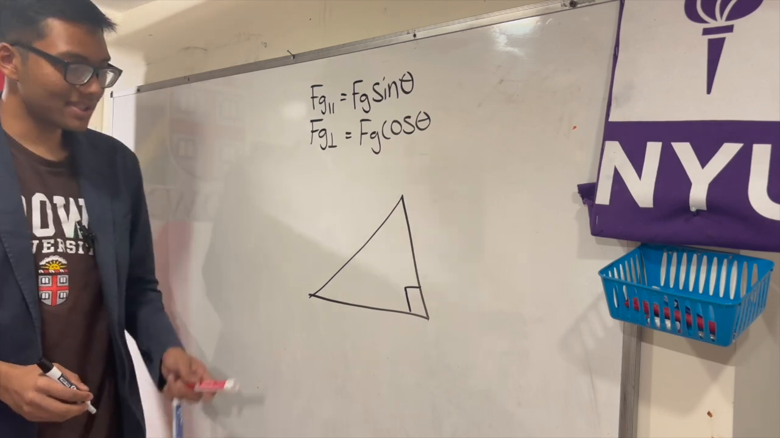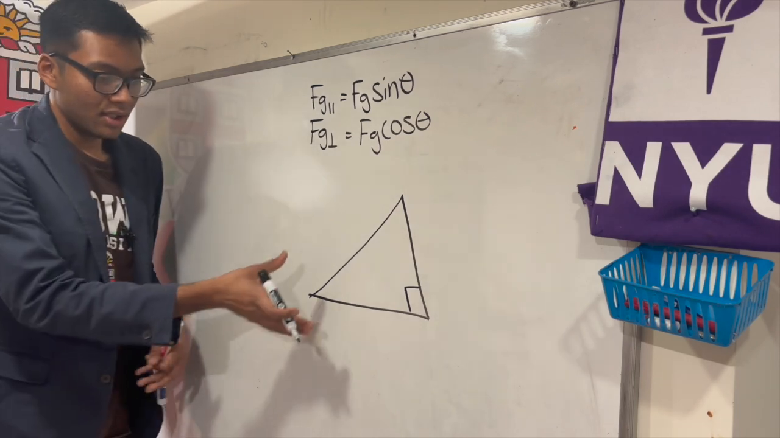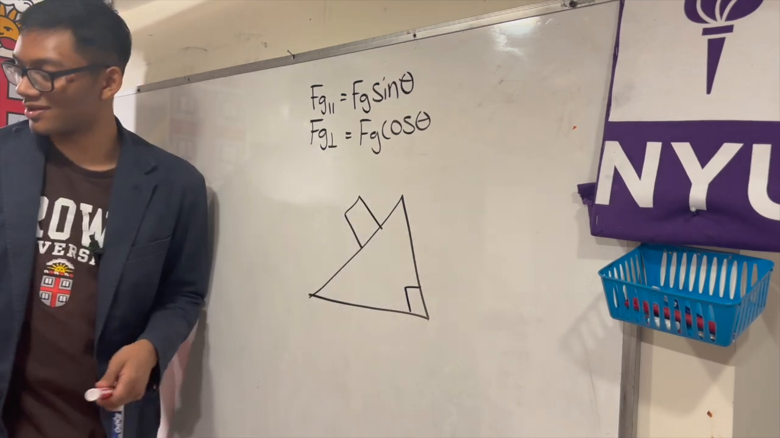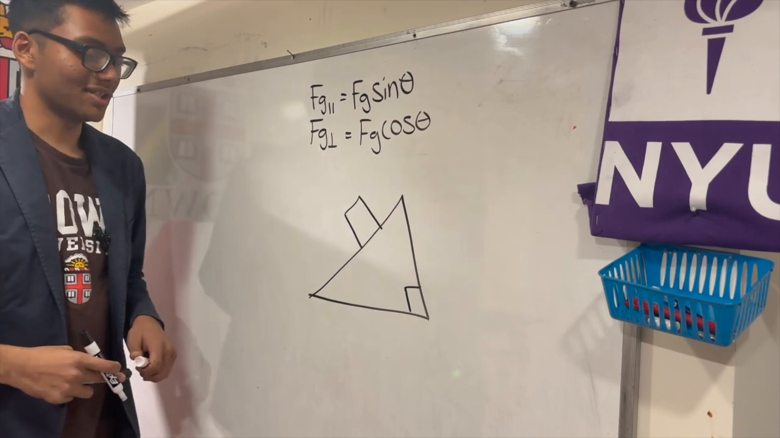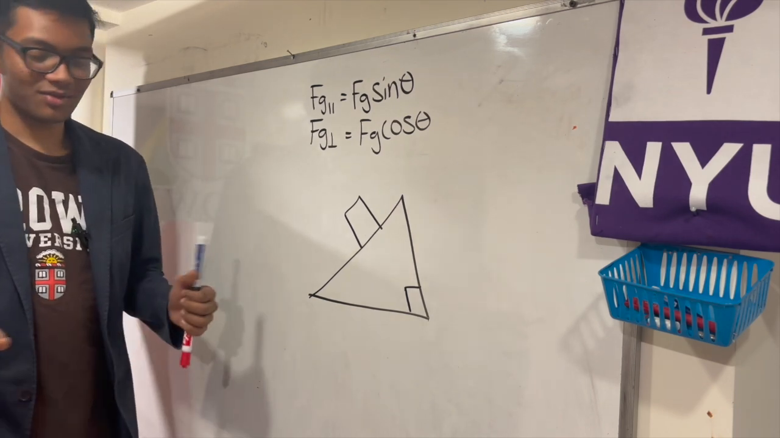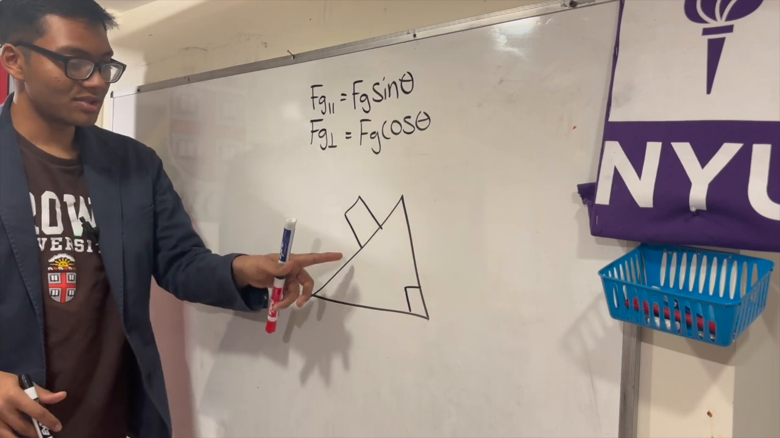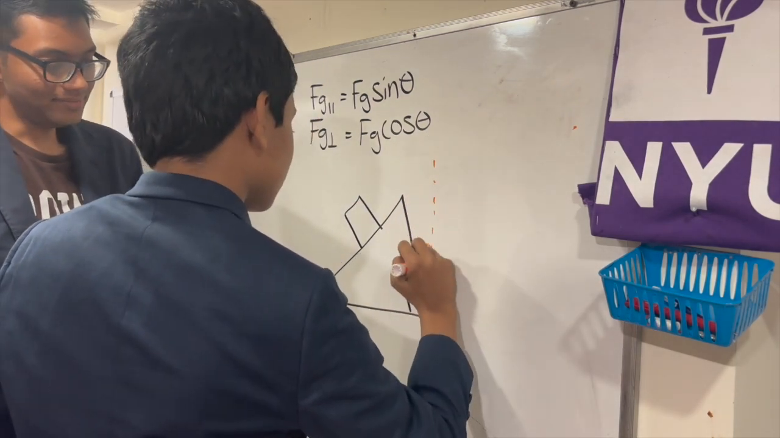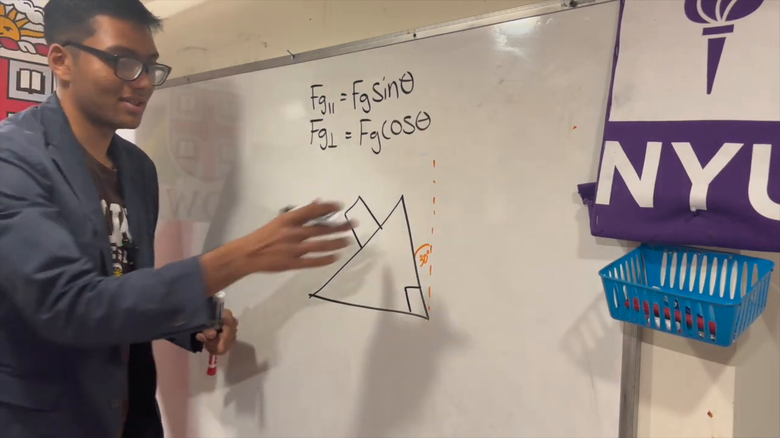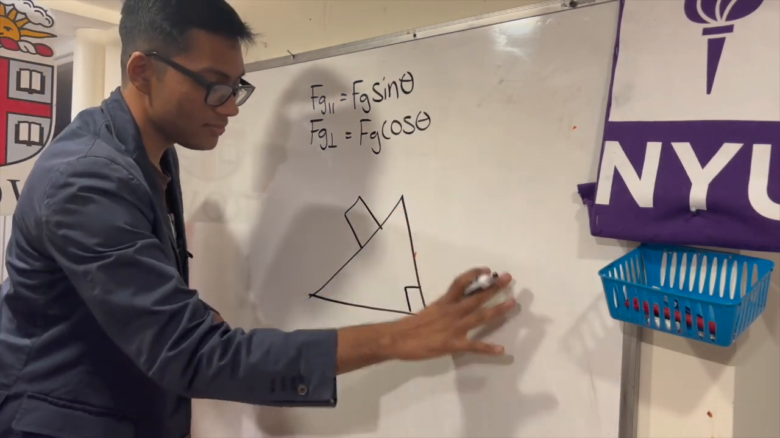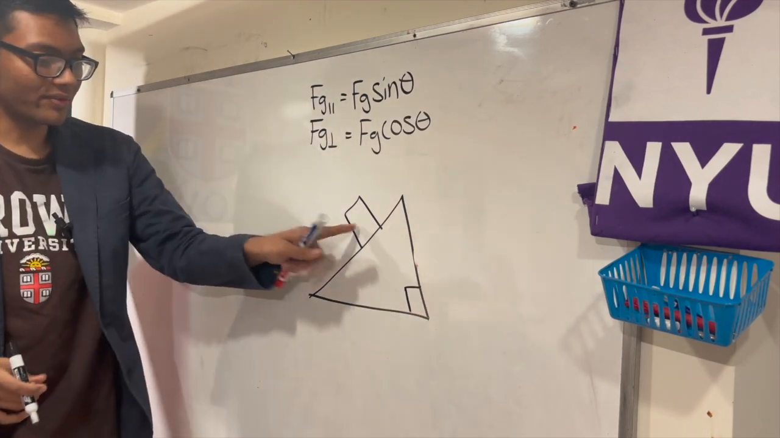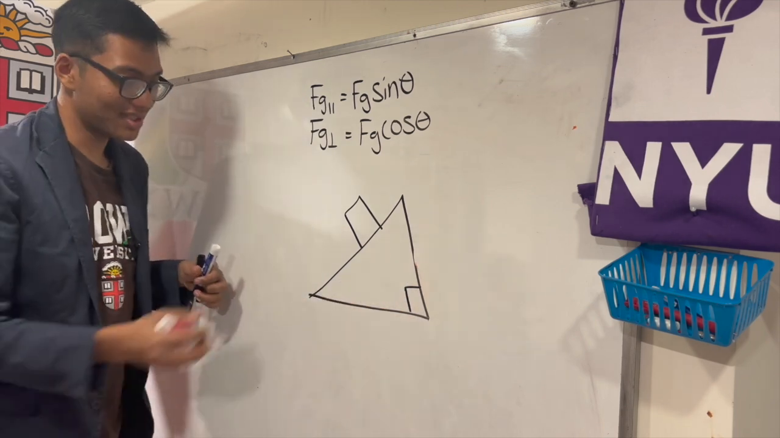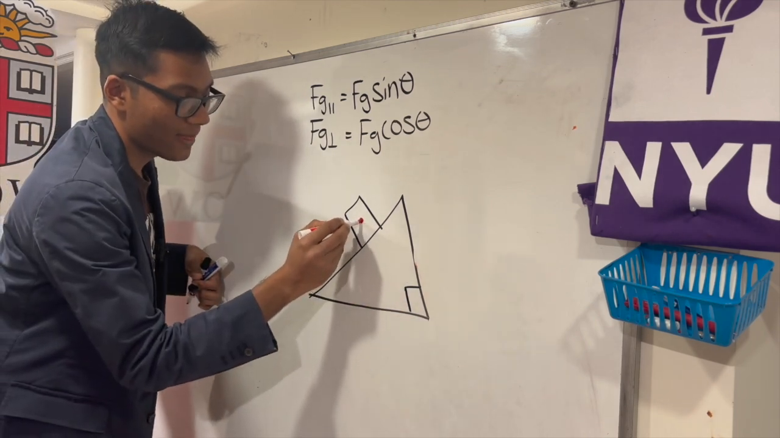Okay. So let's take a look. So this is an inclined plane, and we have a box on our inclined plane.